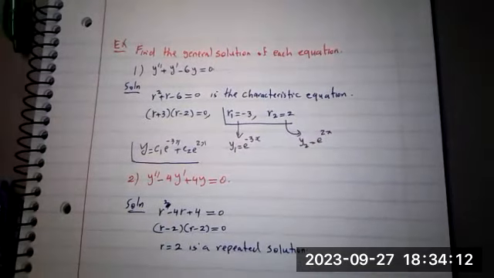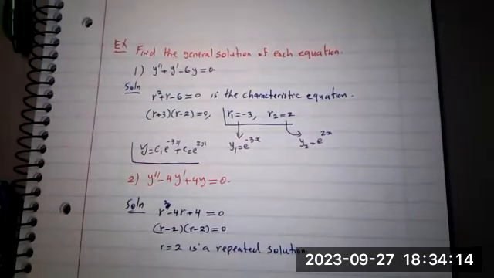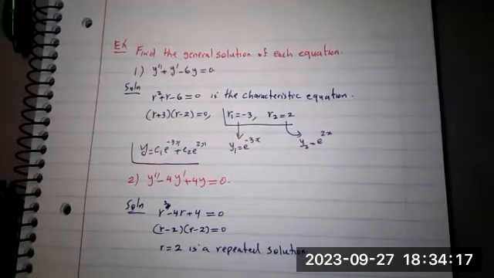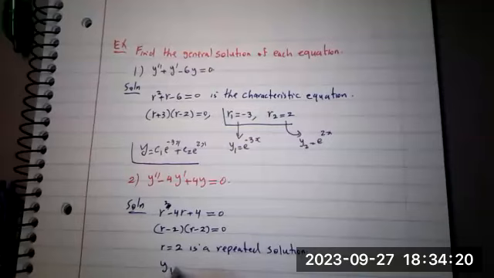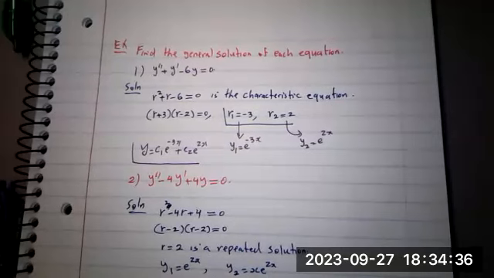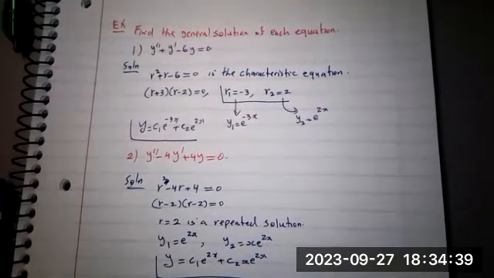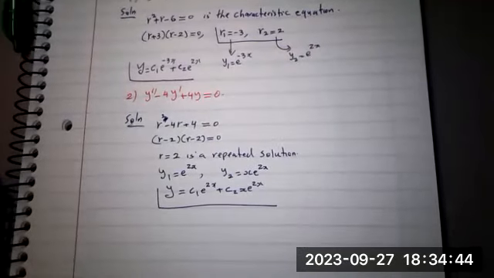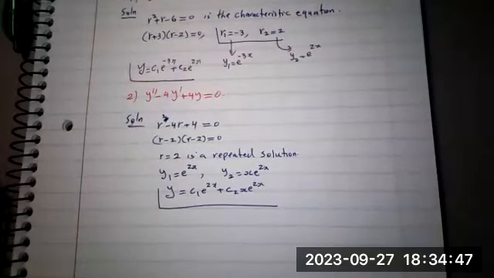Or you can call it r1 equal to 2, r2 equal to 2. So in this case, the first solution is e to the rx, e to the 2x. The second solution, remember, is x e to the 2x. That's it. So y equal to c1 e to the 2x plus c2 x e to the 2x. And then you're done. So that would be case 2. Any question?